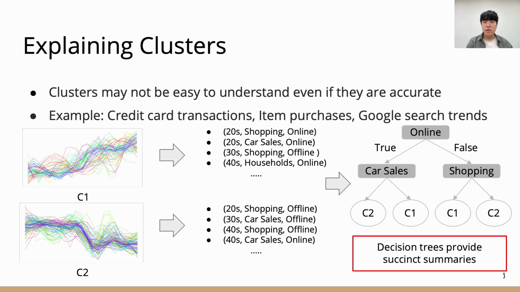However, we can use decision trees that can provide a succinct summary of the demographics of the two clusters. Our goal is to find a way to provide as succinct decision trees as possible, while still accurately representing the clustering.